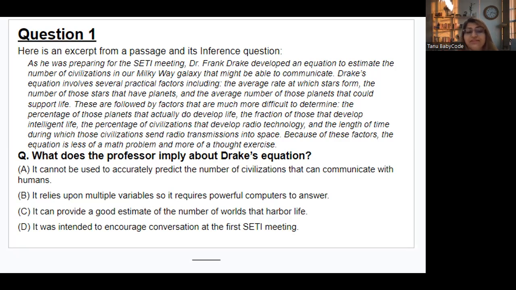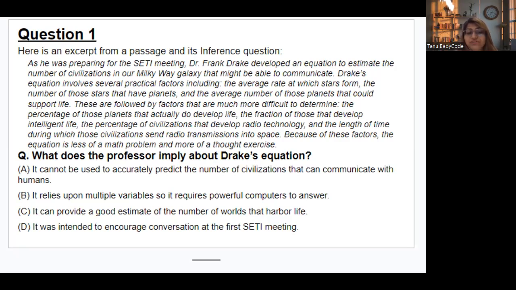B says it relies upon multiple variables, so it requires powerful computers to answer. Computers, they did not mention anything related to computers. C, it can provide a good estimate of the number of worlds that harbor life. No, again, it is contradictory that it provides a good estimate of the number of worlds. No, right? D, it was intended to encourage conversation at the first city meeting. No, they didn't talk about it.